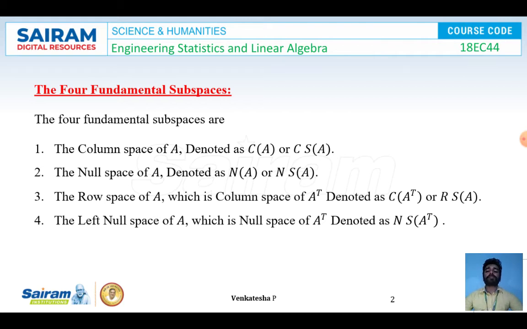The 4 fundamental subspaces are: the first one, the column space of A. It is denoted by the notation C of A or CS of A. Second one, the null space of A. It is denoted by N of A or NS of A. Third one, the row space of A. It is also called the column space of A transpose. It is denoted by C of A transpose or RS of A. The fourth one is the left null space of A, which is the null space of A transpose, and it is denoted as NS of A transpose.